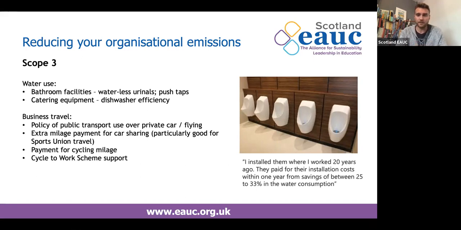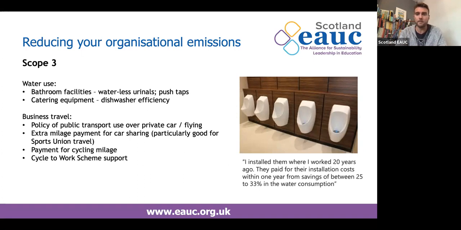Does your union or college association support extra mileage payment for car sharing? A good practice, for example, is you pay 42 pence a mile for private car use, but can you increase that to 50 pence if they're car sharing? That would also save your union money because they don't have to pay out that 40 pence charge twice, as well as supporting good practice.